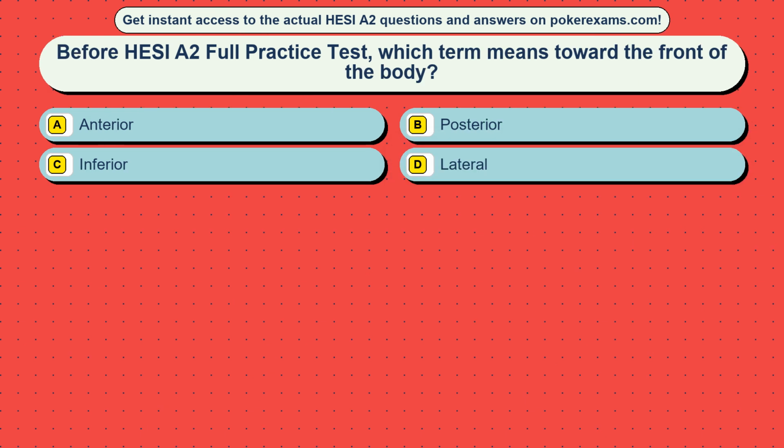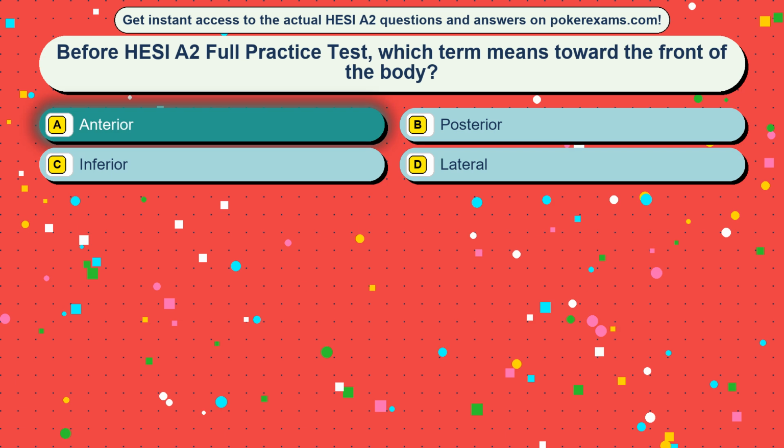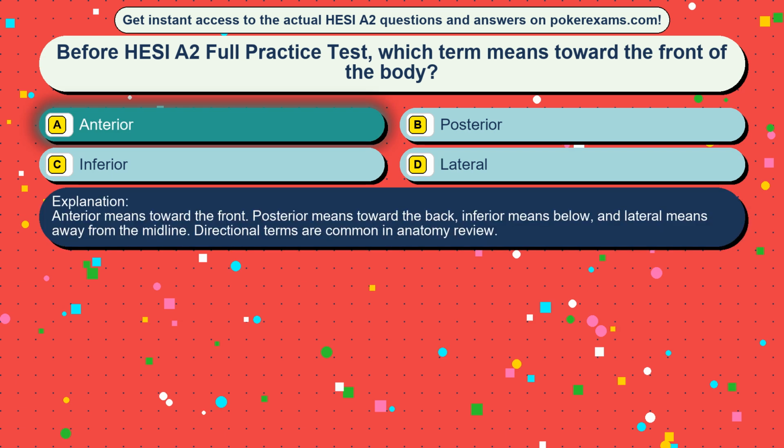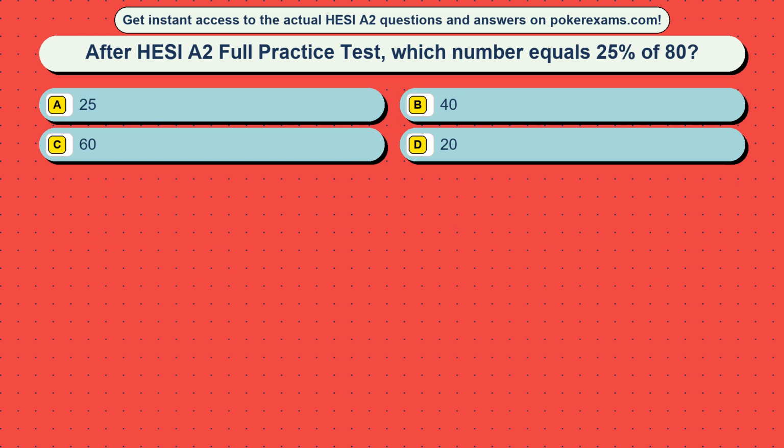Question 25. Before HESI A2 full practice test, which term means toward the front of the body? Option A, anterior. Option B, posterior. Option C, inferior. Option D, lateral. The correct answer is option A, anterior. Anterior means toward the front. Posterior means toward the back. Inferior means below, and lateral means away from the midline. Directional terms are common in anatomy review. Question 26. After HESI A2 full practice test, which number equals 25% of 80?